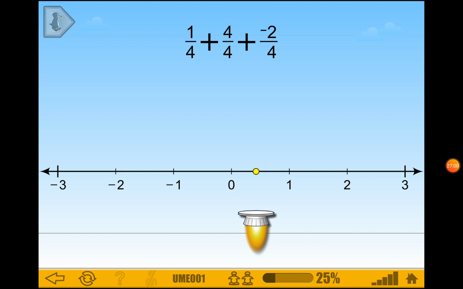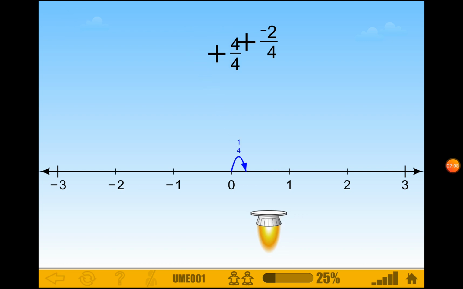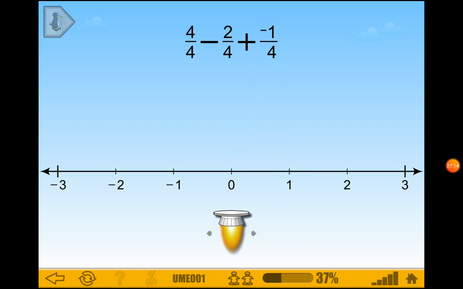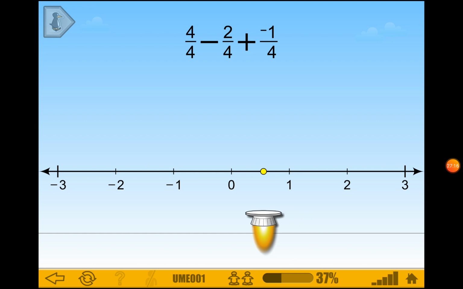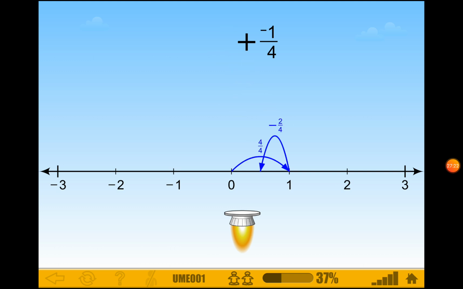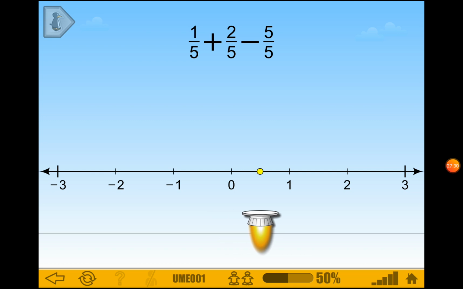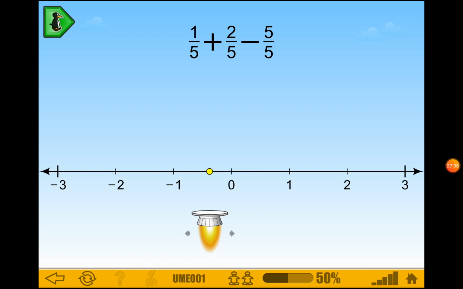So 1/4 plus 1 minus 2/4. 1/4, 2/4. So it's right there. Okay. 1 minus a half minus a quarter. 1/5 plus 2/5, 3/5 minus 1. Okay.